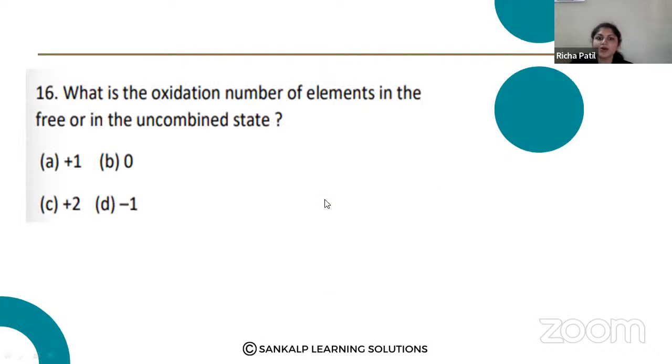Next, what is the oxidation number of the elements in the free or in uncombined state? What will be the oxidation state? B, correct. Yes, others? What is the oxidation state? It is 0, right? From our first rule, whenever the elements are present in free or in uncombined state, it will be 0. Okay, we'll go to the next one.